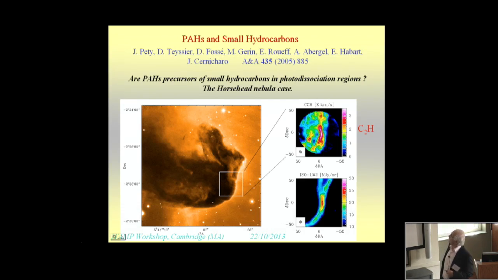The kind of situation in which we observe these emissions is shown as an example here, the Earth-Edge Nebula, and here you have a question mark in that paper: are PAH precursors of small hydrocarbons in these PDRs? This is based on the spatial correlation between the observation of C2H and the AIB emission bands. Okay, behind that you can speculate.